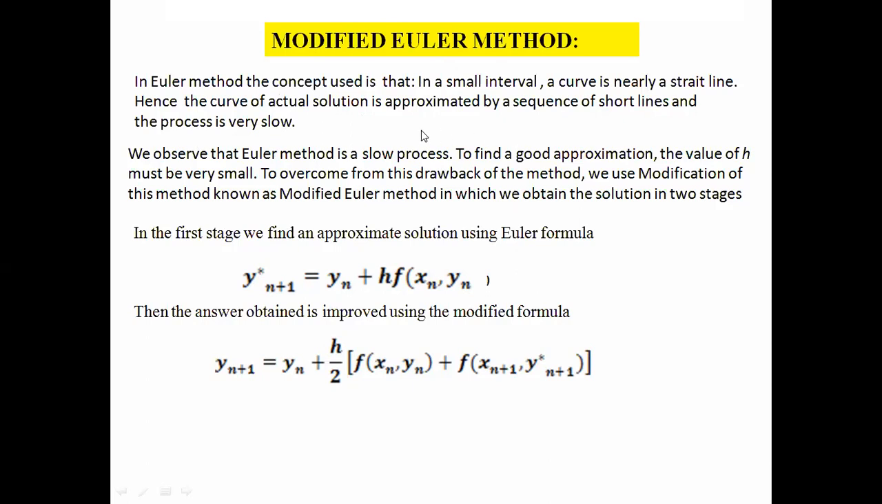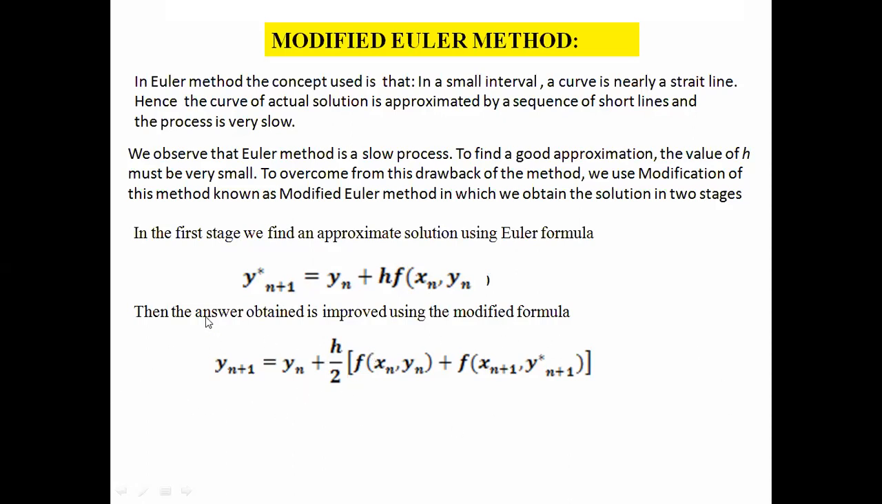In the first stage, we find an approximate solution for the problem by using Euler's formula. So what is the Euler formula? y suffix n plus 1, that means the solution at the n plus 1th value of x, is given by the solution at xn plus h into f of xn comma yn. This is the formula you have seen, called Euler's formula. This one you have to modify. The answer we get at every stage, when n is equal to 0, n is equal to 1, like that, at every stage we modify using the modified formula.